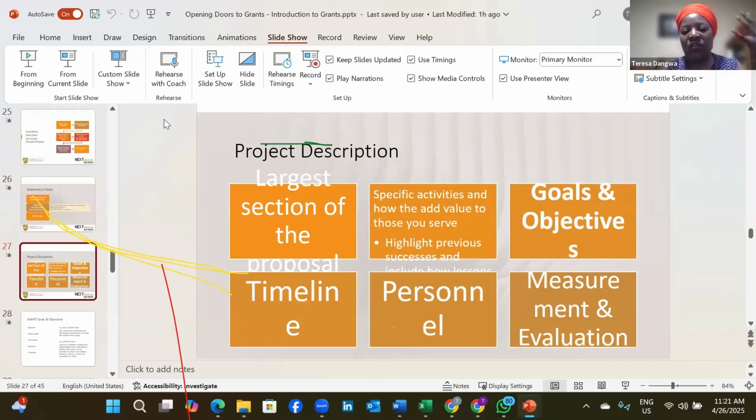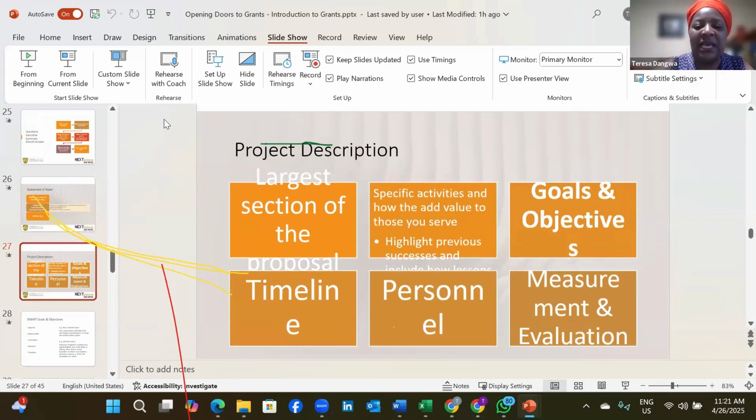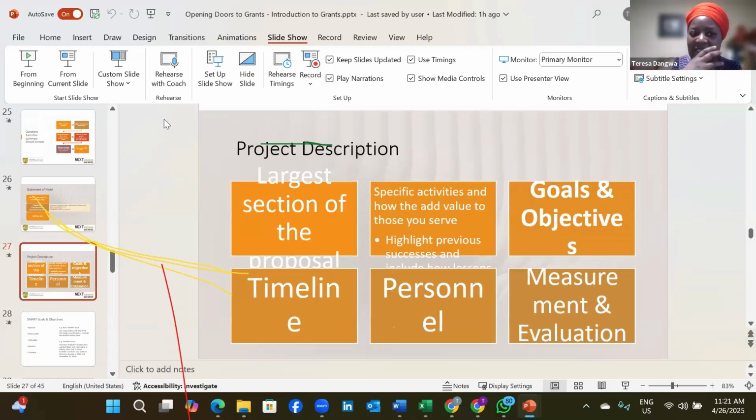The next thing is the description of your project. This is the largest section of your proposal. Remember, I proposed these three pages, again following the instructions of your entity. It's the largest section of your proposal. It has specific activities and how they add value to those that you serve. It highlights previous successes, and it also includes lessons that are going to come out of it. It also includes goals and objectives. It includes your personnel. It includes your timeline.